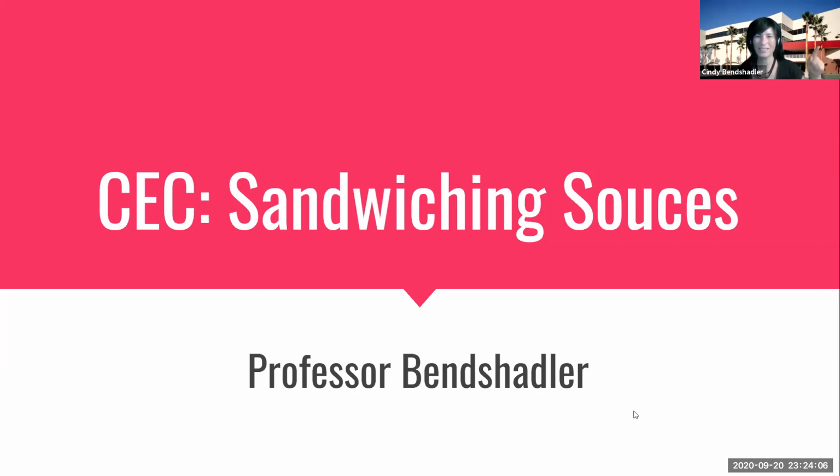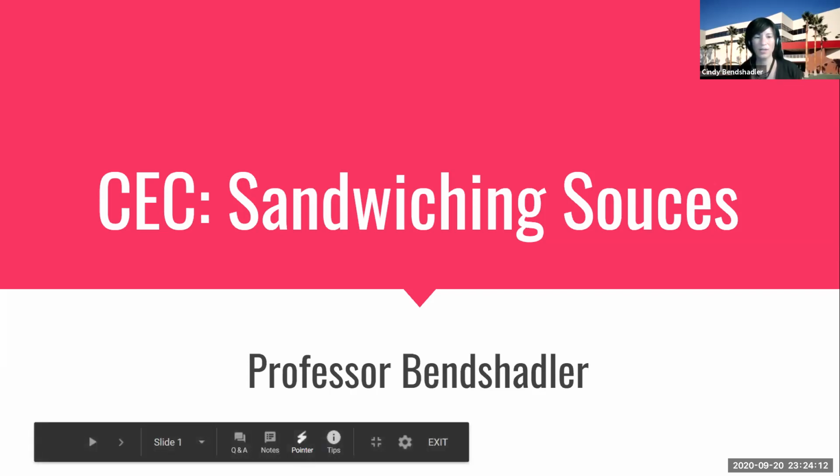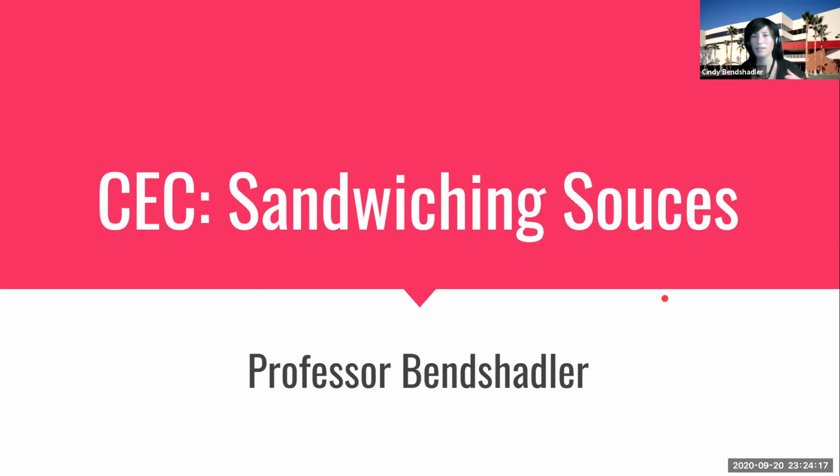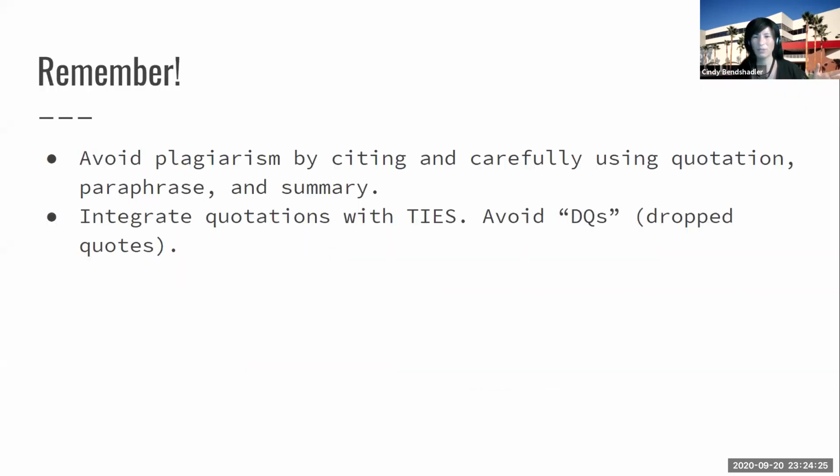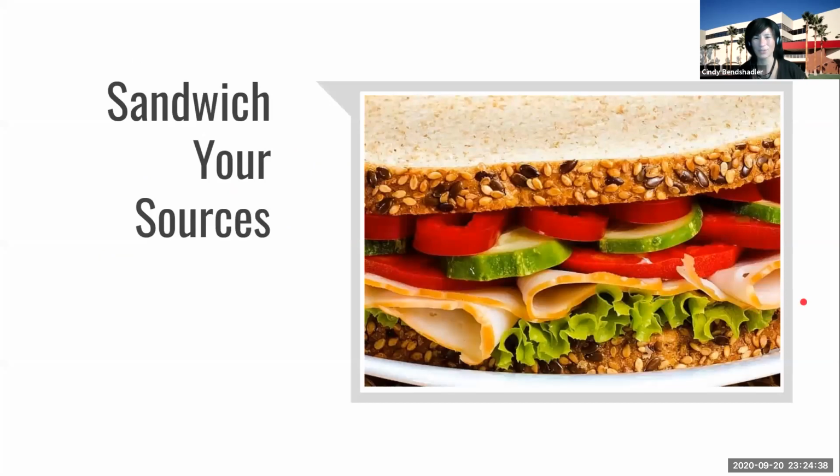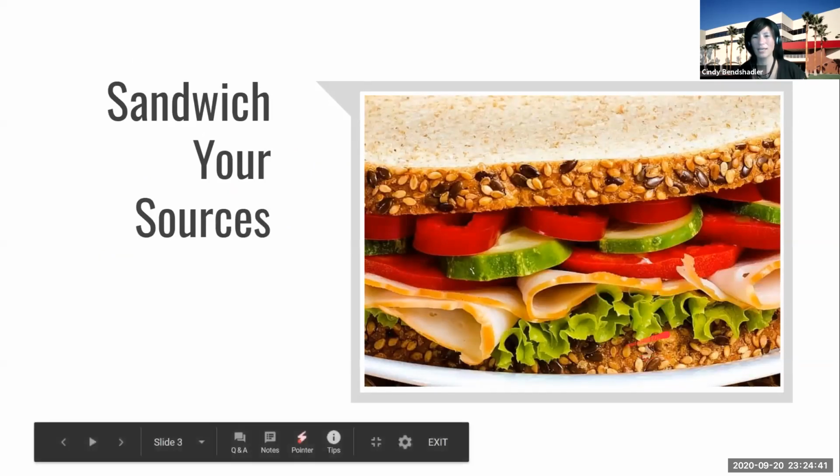We're also going to talk about sandwiching sources, the claim evidence commentary sandwich. We've talked about how to avoid plagiarism, how to cite sources, how to integrate them. Now we want to think about another level up of using our sources. So yes, we need to avoid plagiarism. We want to cite and use quotations, paraphrases, or summaries. We want to integrate with TIES, that's tag, introduce, embed, split, and avoid dropped quotes. But we also want to sandwich our sources. So you can see all the layers in this delicious looking sandwich here.